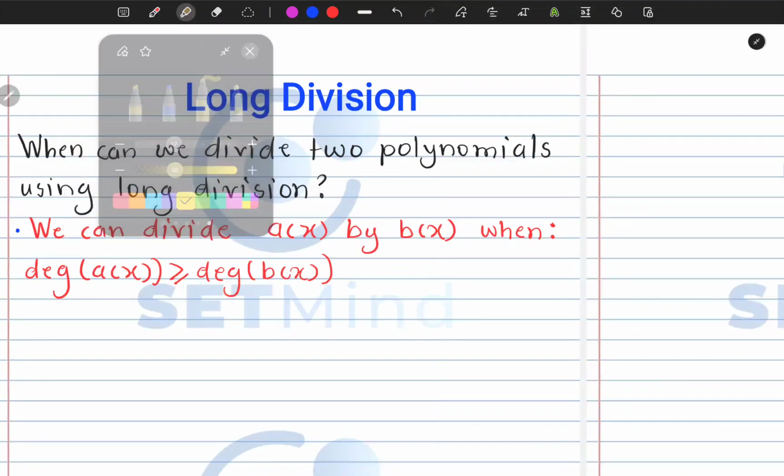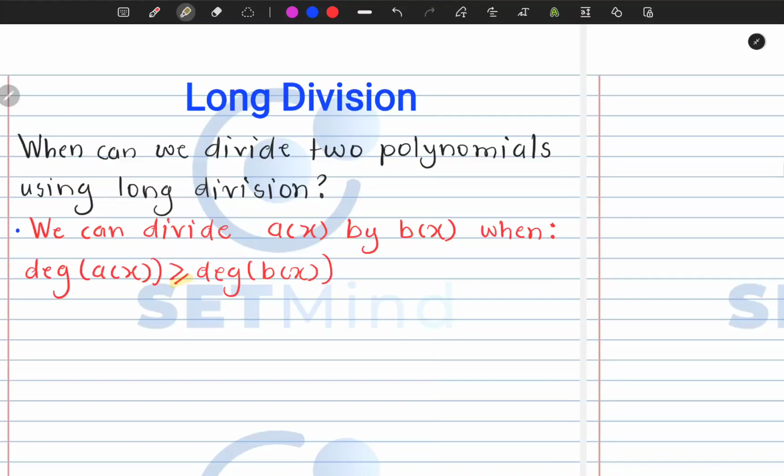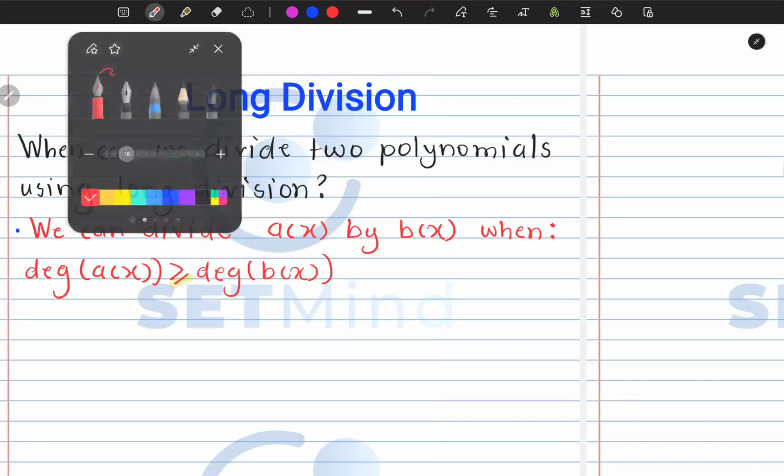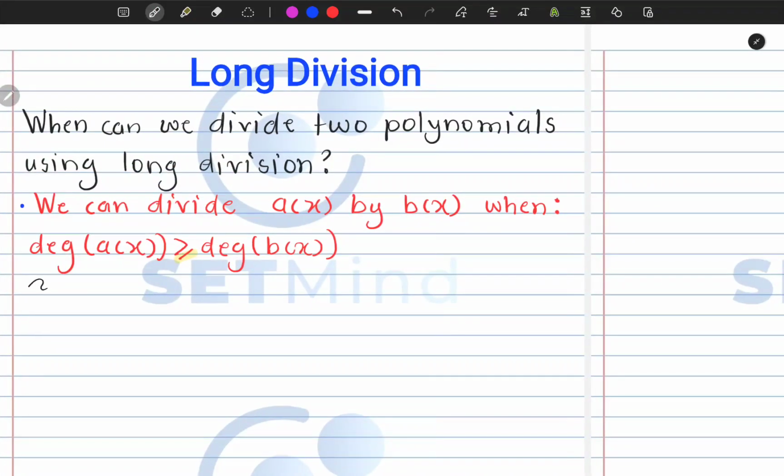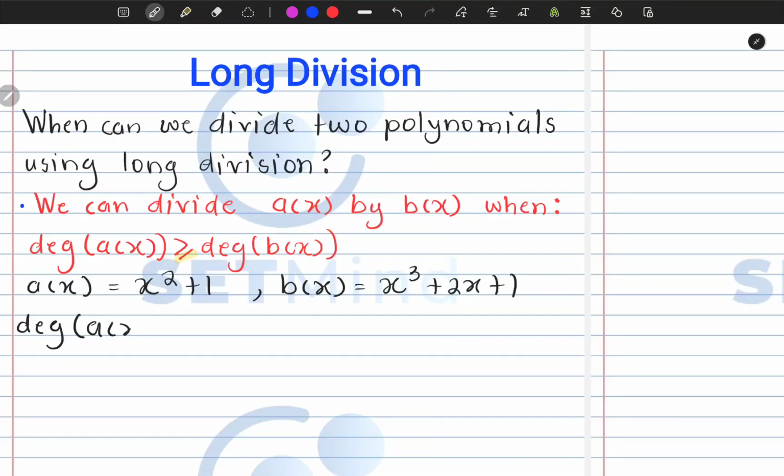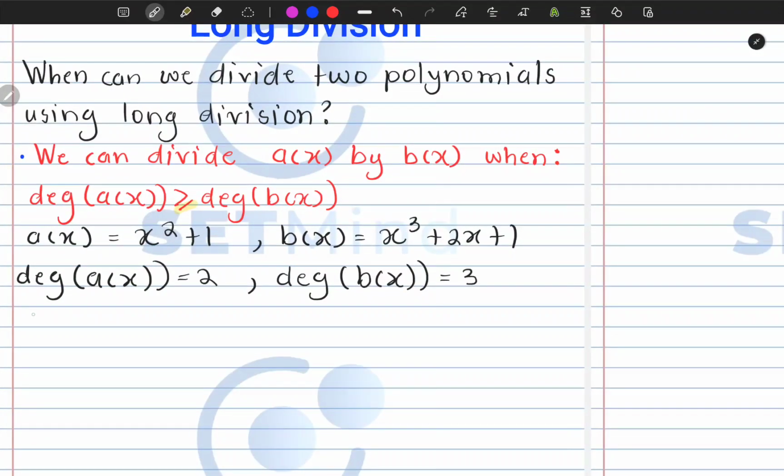Okay, so I had forgotten to include the equal sign. But essentially we can divide a of x by b of x when the degree of a of x is greater or equal to the degree of b of x. Let me show you an example. What this means is, as an example, if our a of x is equal to, let's say, x squared plus 1, and our b of x is equal to x cubed plus 2x plus 1. If you look carefully, the degree of a of x here will simply be 2, but the degree of b of x will be 3. So using long division, I cannot divide a of x by b of x.